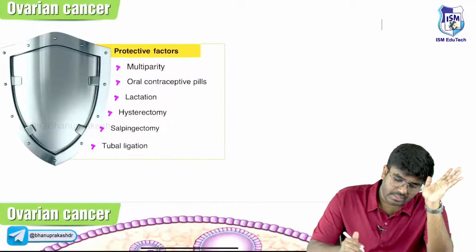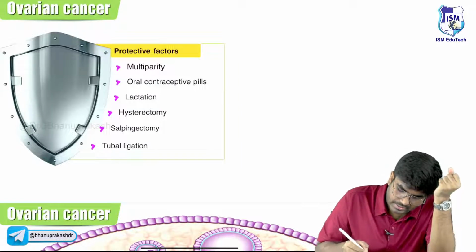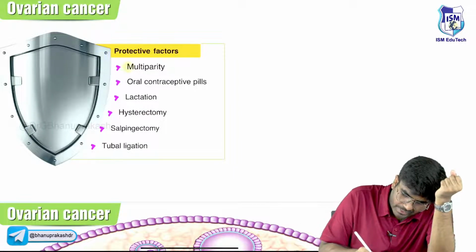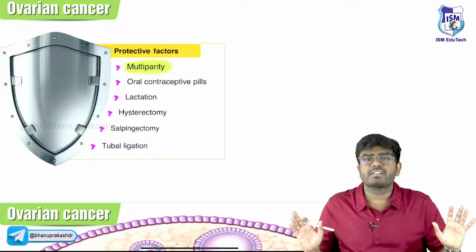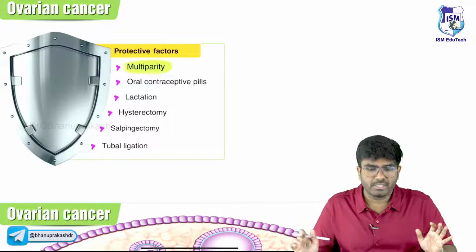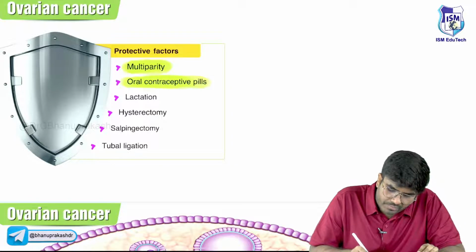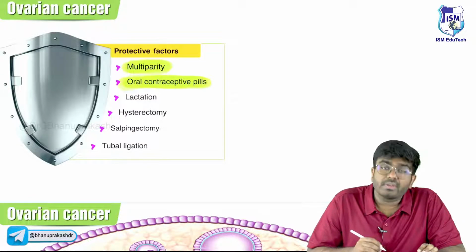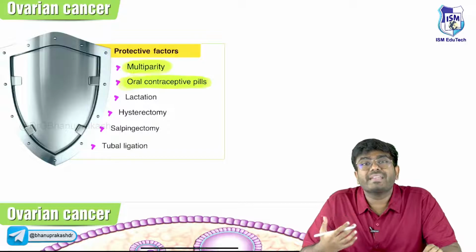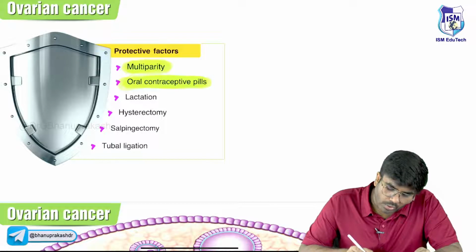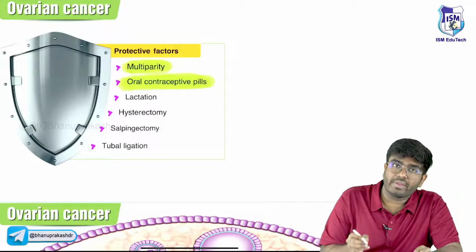Next, let me tell you some important protective factors against ovarian cancer. What are the protective factors? Protective factors are multiparity: the more the number of children, the more like a vacation for the ovaries. They are simply resting. So multiparity, and oral contraceptive pills. She's taking contraception, which induces a pseudo pregnancy state, and oral contraceptive pills are also seen to be protective factors from ovarian cancer.